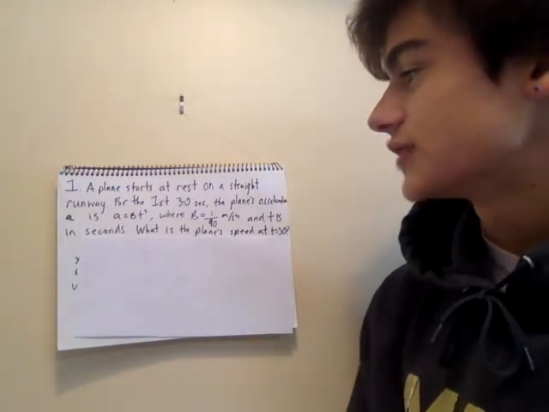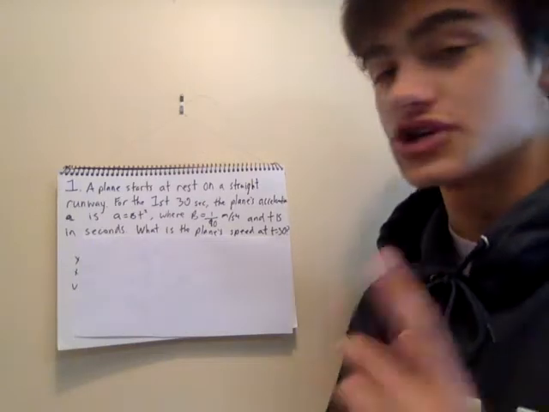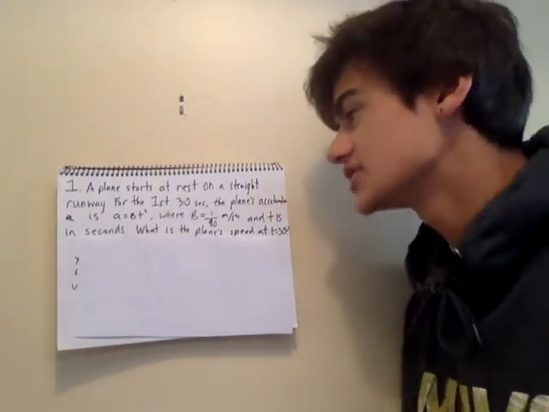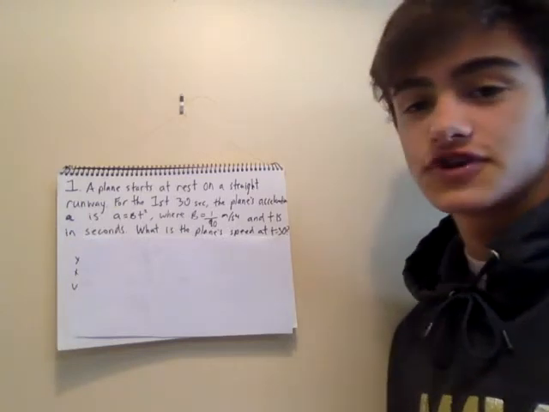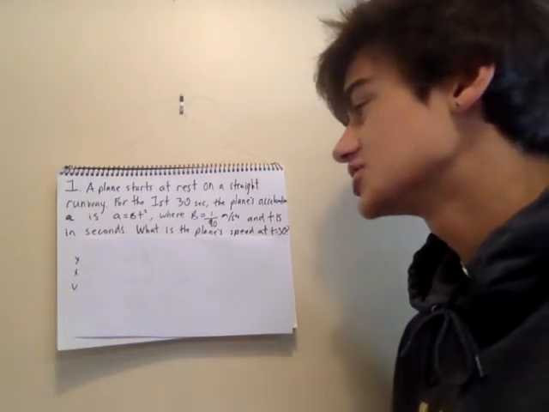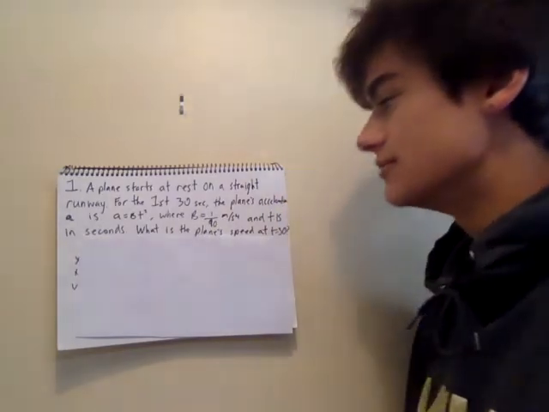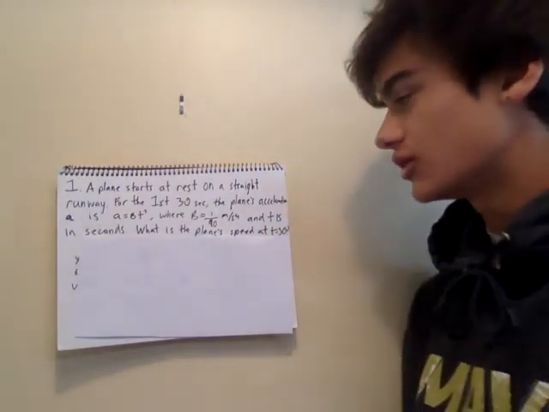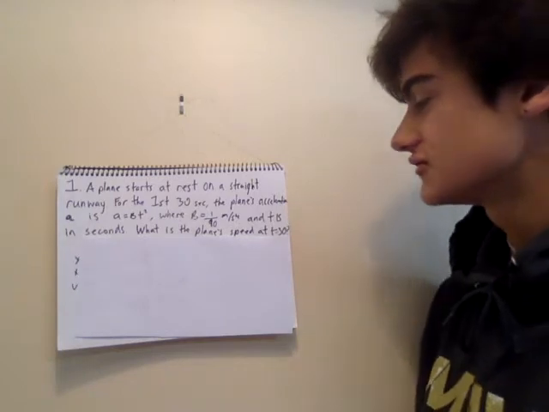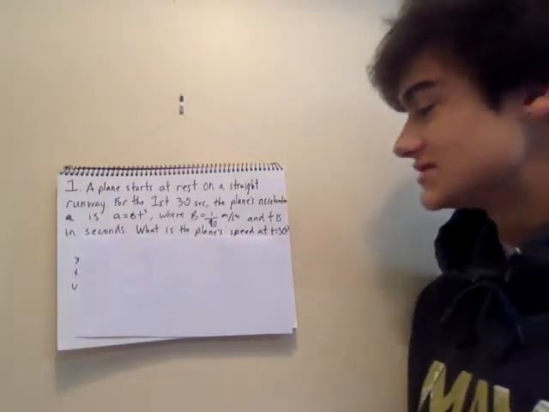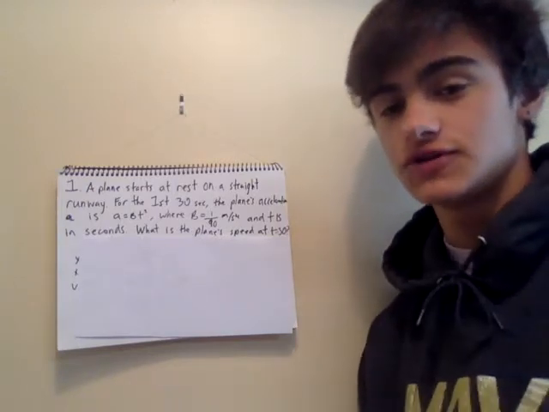This is my first video, question 1. The problem we're dealing with is: a plane starts at rest on a straight runway. For the first 30 seconds, the plane's acceleration a is equal to bt squared, where b is a constant at 1 over 90 meters per second to the fourth, and t is in seconds. What is the plane's speed at t equals 30?